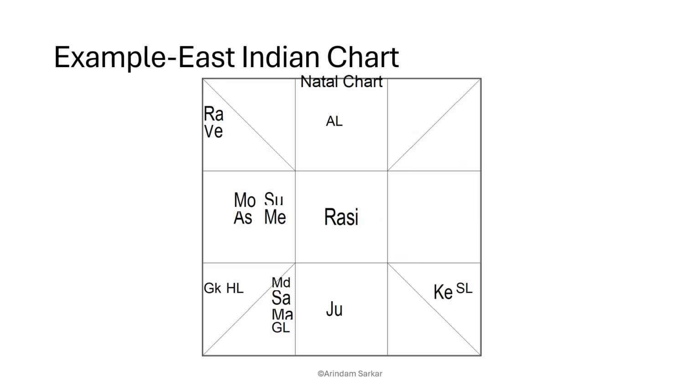This is the last one, the Eastern Indian chart. In this case, this box is Aries. It goes anti-clockwise. This is Taurus. This is Gemini. And so on. And last, it will end at Pisces.